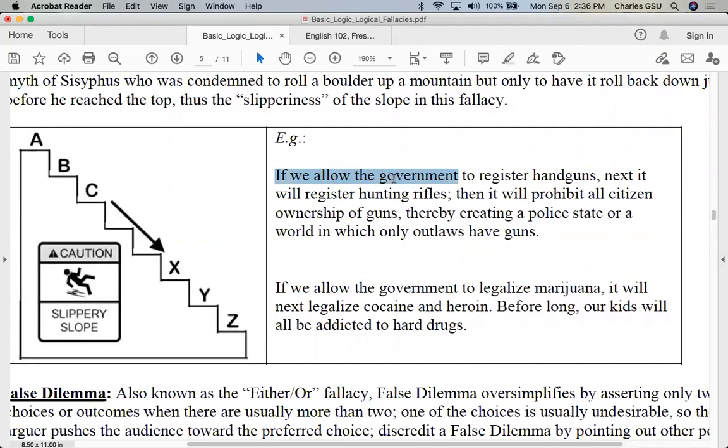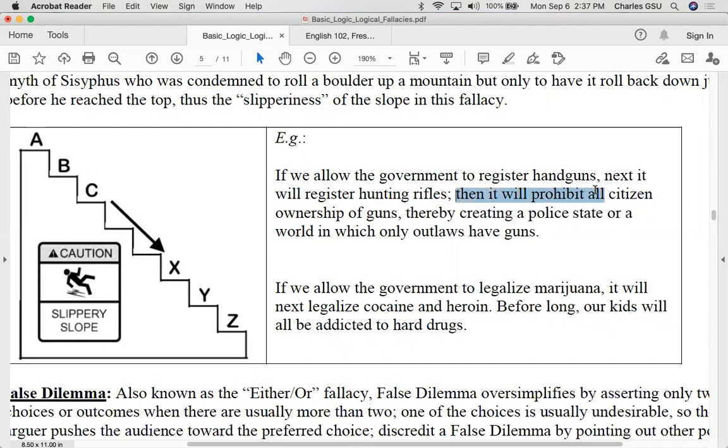If we allow the government to register handguns, right? So that's the conditional statement, if this thing occurs. There's no "then" in front of next, but that's what it means, right? If we allow the government to register handguns, then next it will register hunting rifles. So notice that the word will is right there. It doesn't say, like it should logically, it may or it might or it could, which are all qualifying words restricting it. It continues with this emphatic, yes, it will.